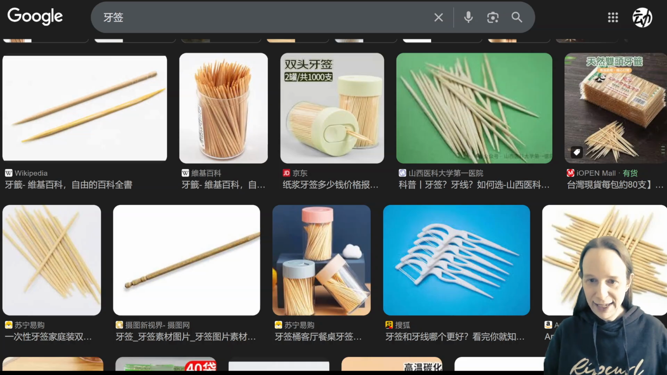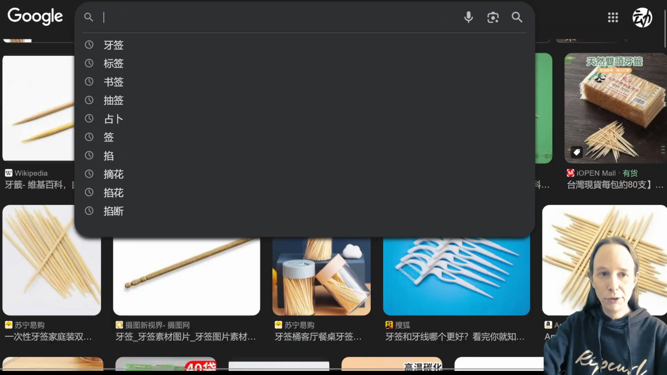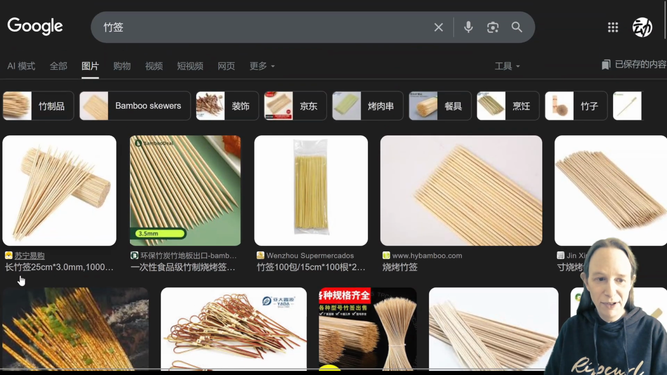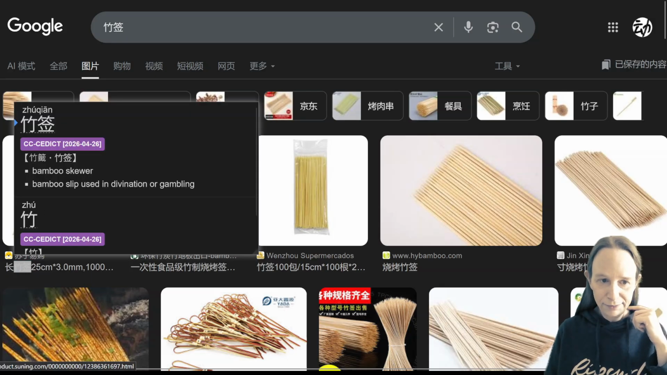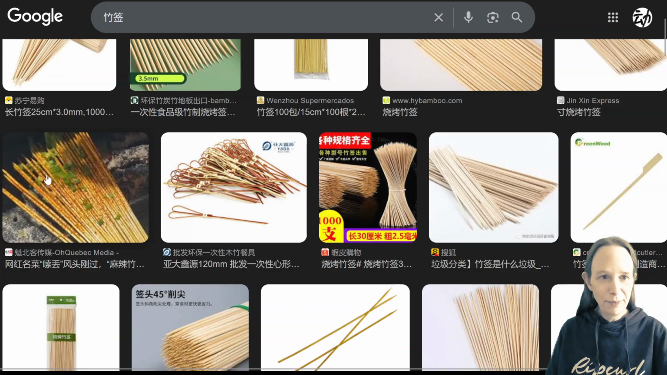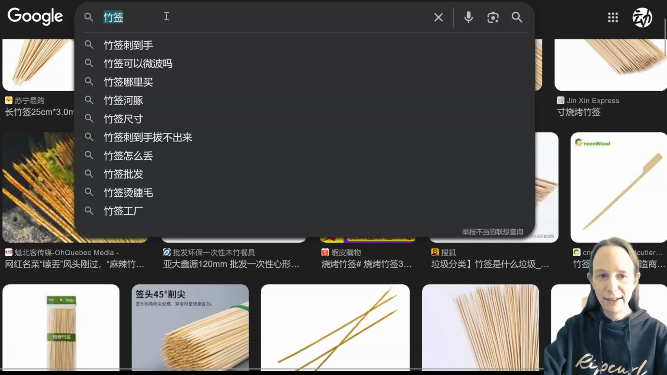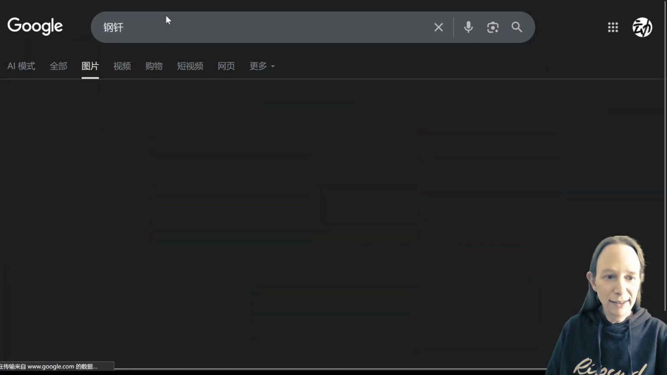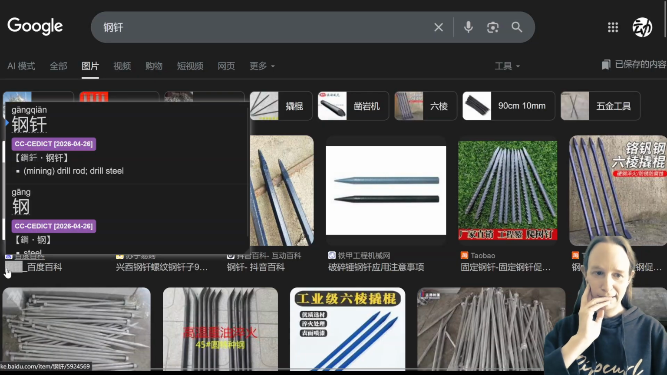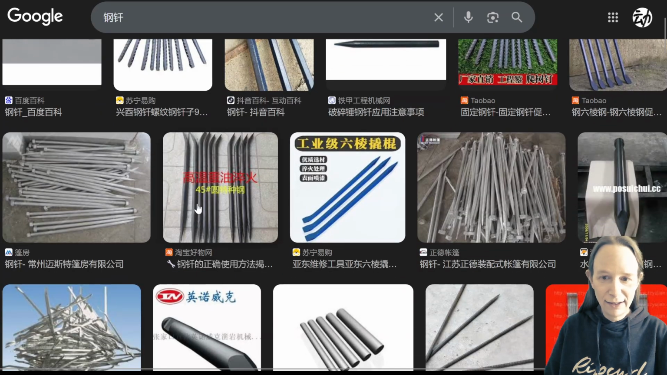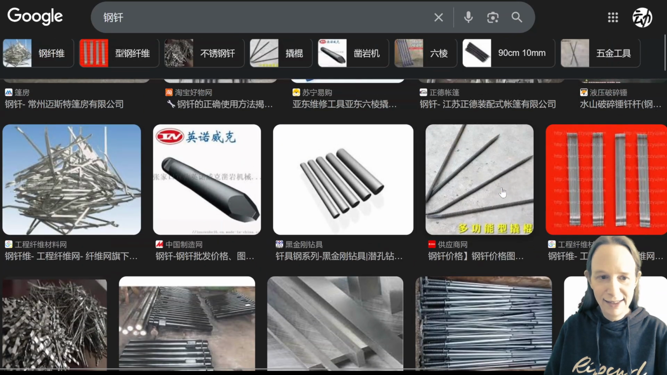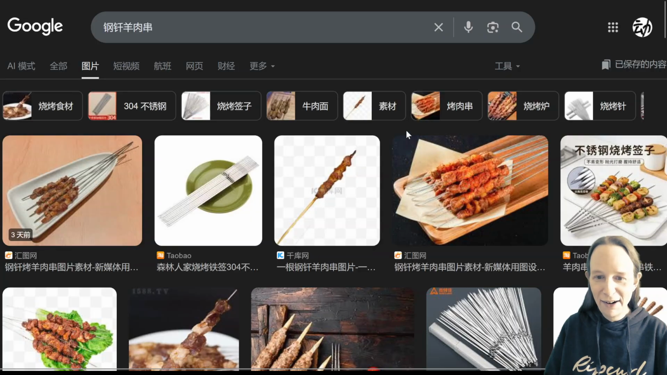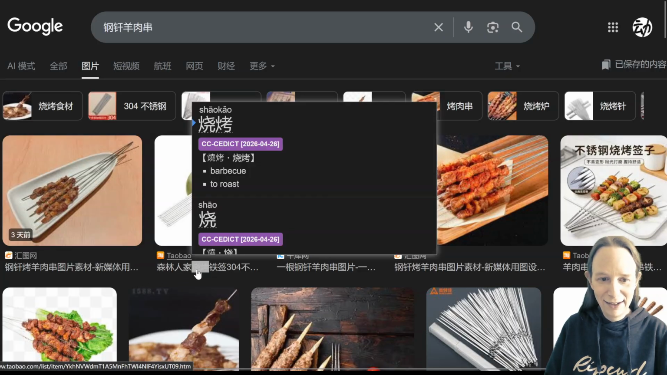竹签. What is 竹签? Bamboo 签. Oh, it's just bamboo skewers, bamboo sticks. 竹签, as opposed to, is it 钢签? It's a different 签 though. This one. The steel skewer. So this is different, isn't it? But yeah, 羊肉串. So I thought these are this 烧烤.